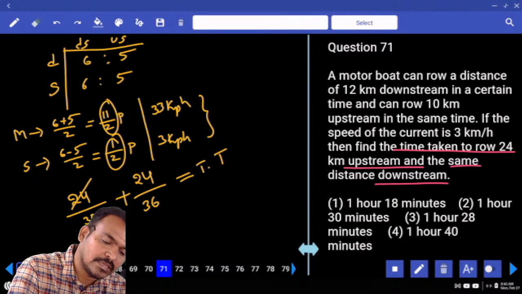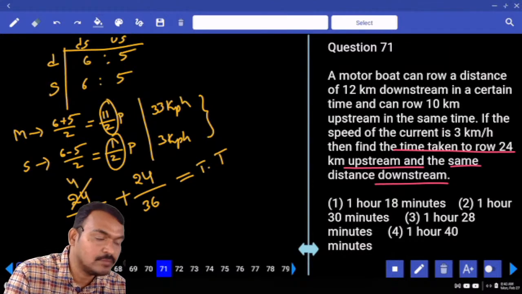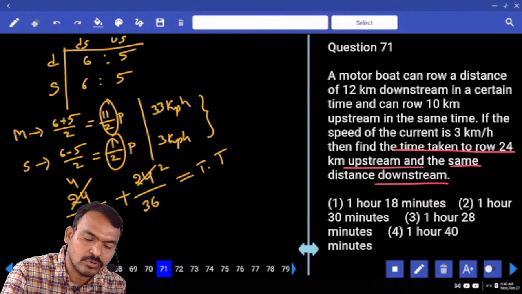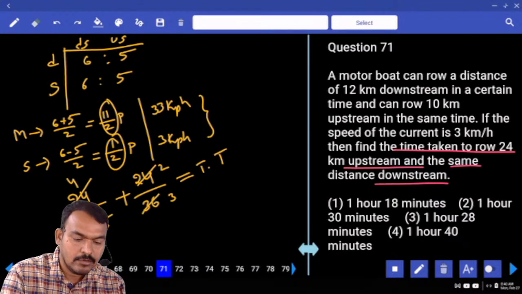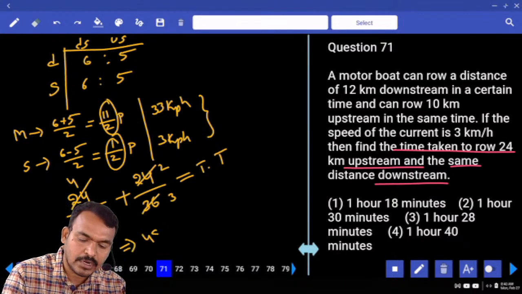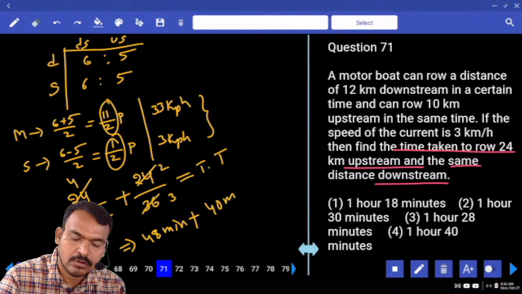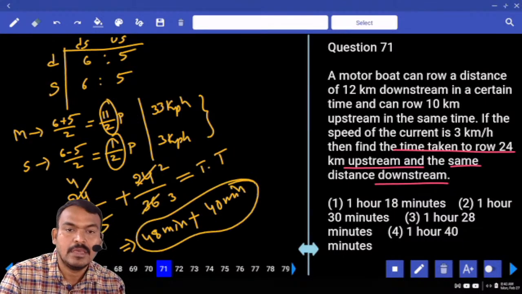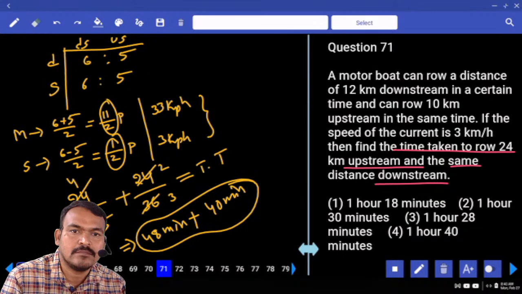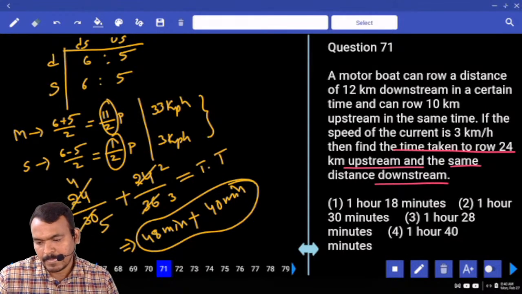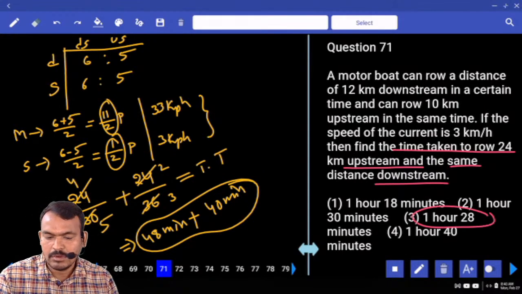24 by 30 means 4 by 5, or not? 24 by 36 is 2 by 3, or not? 4 by 5 hour means how many minutes? 48 minutes. 2 by 3 hour means 40 minutes, or not? Total how many minutes? 88 minutes, or not? 88 minutes means 1 hour 28 minutes, or not?